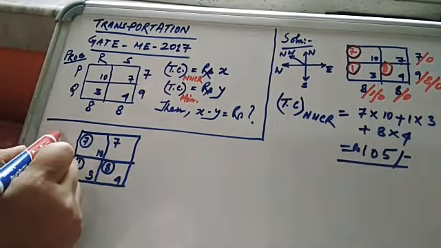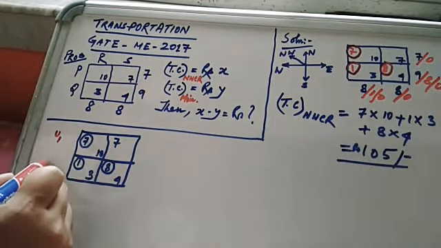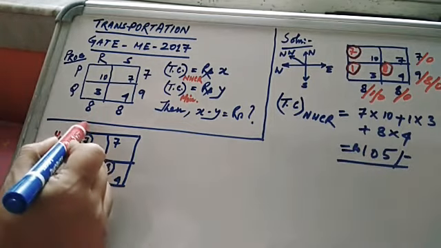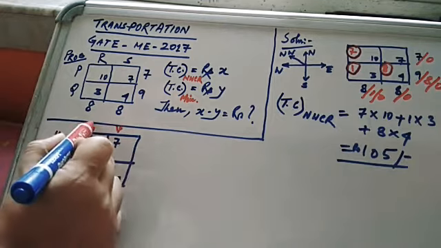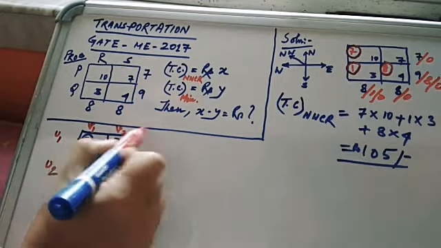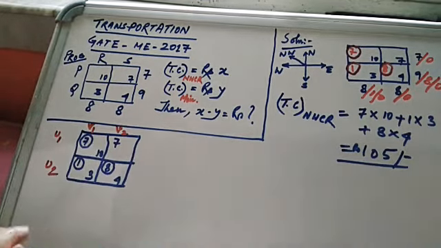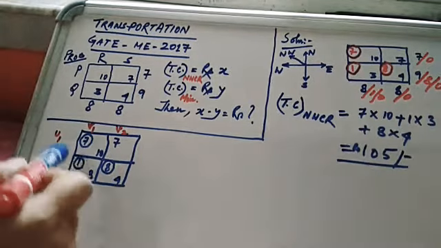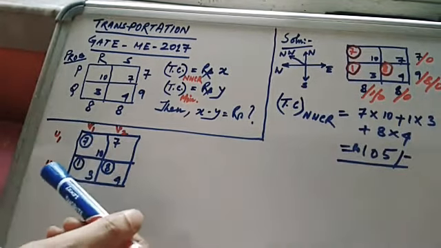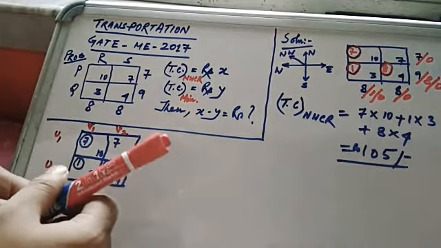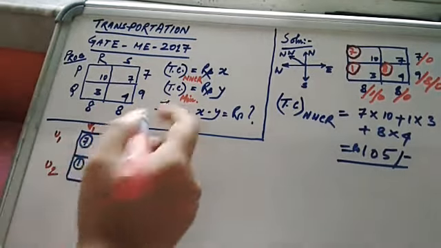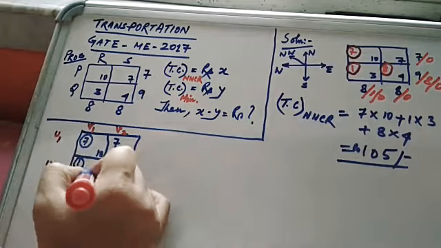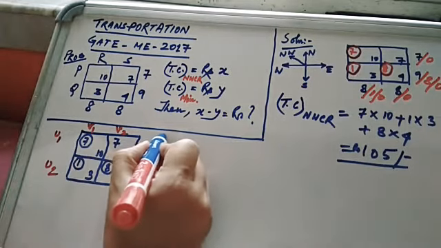Now let us write this one as U1, this is as U2, this is as V1, and this is as V2. Okay. Now we have to calculate the values of U1, U2, V1, V2. As I solved earlier, you already know these cell values are the Cij values.